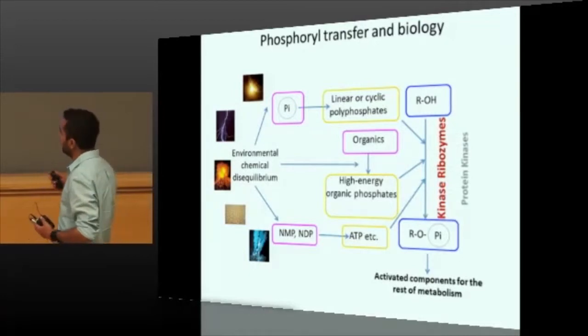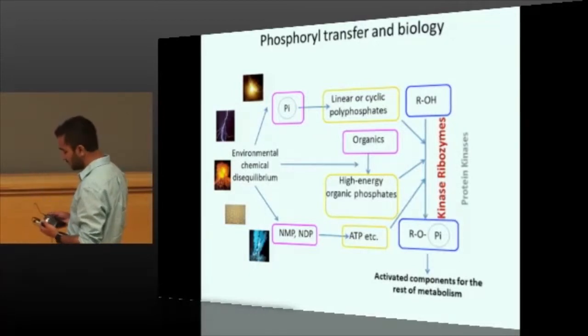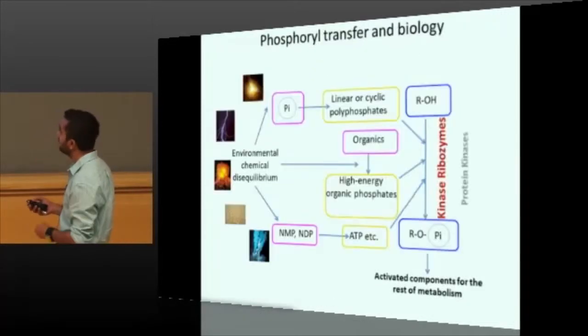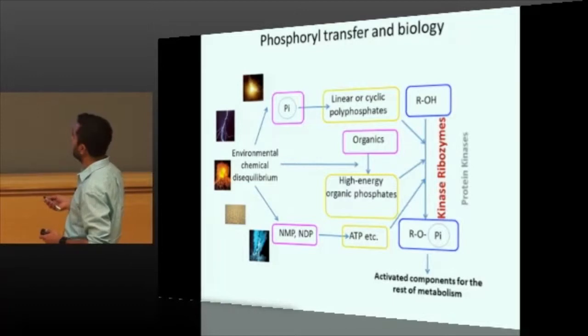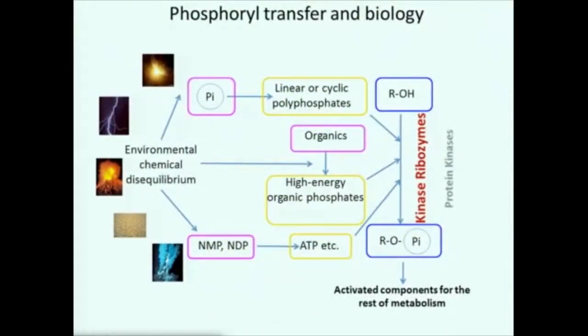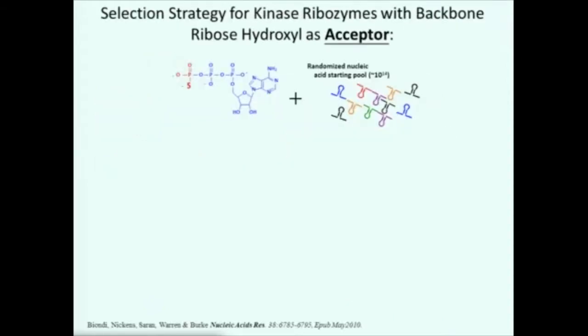In modern biology, we know that all the phosphorylation reactions are actually catalyzed by protein kinases. And in the case of the RNA world, you'd think that there would be kinase ribozymes, or RNA enzymes, that can catalyze this reaction. So how do you find catalytic RNAs that have this activity to transfer a phosphoryl group?